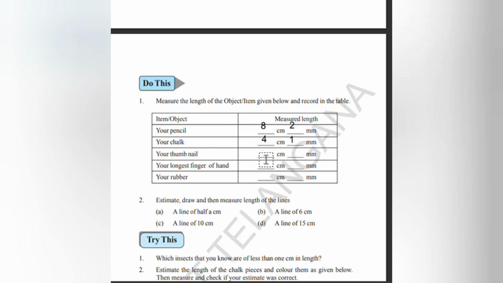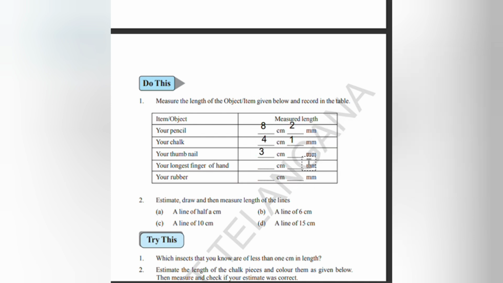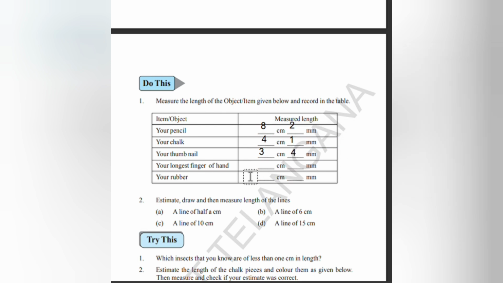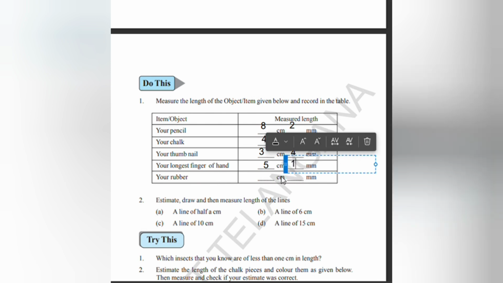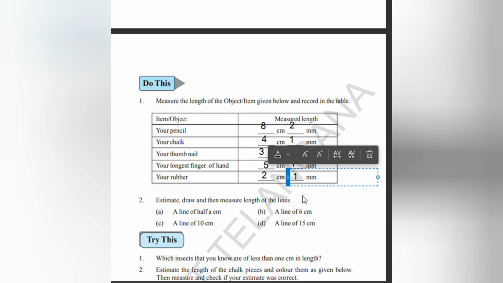Your thumbnail. Thumbnail is how much? Maybe 3 centimeters and 4 millimeters. Your longest finger in hand. It may be how much? 5 centimeters 1 millimeter. Your rubber. It may be 2 centimeters 1 millimeter.